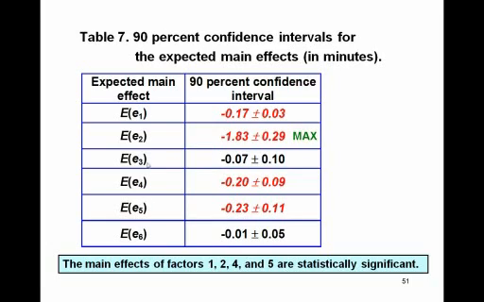Kind of on the borderline here is the main effect, or expected main effect, of times to failure. Its magnitude is the smallest among these 5, namely, well, the magnitude is 0.07, and since the confidence interval doesn't contain 0, it's not statistically significant.